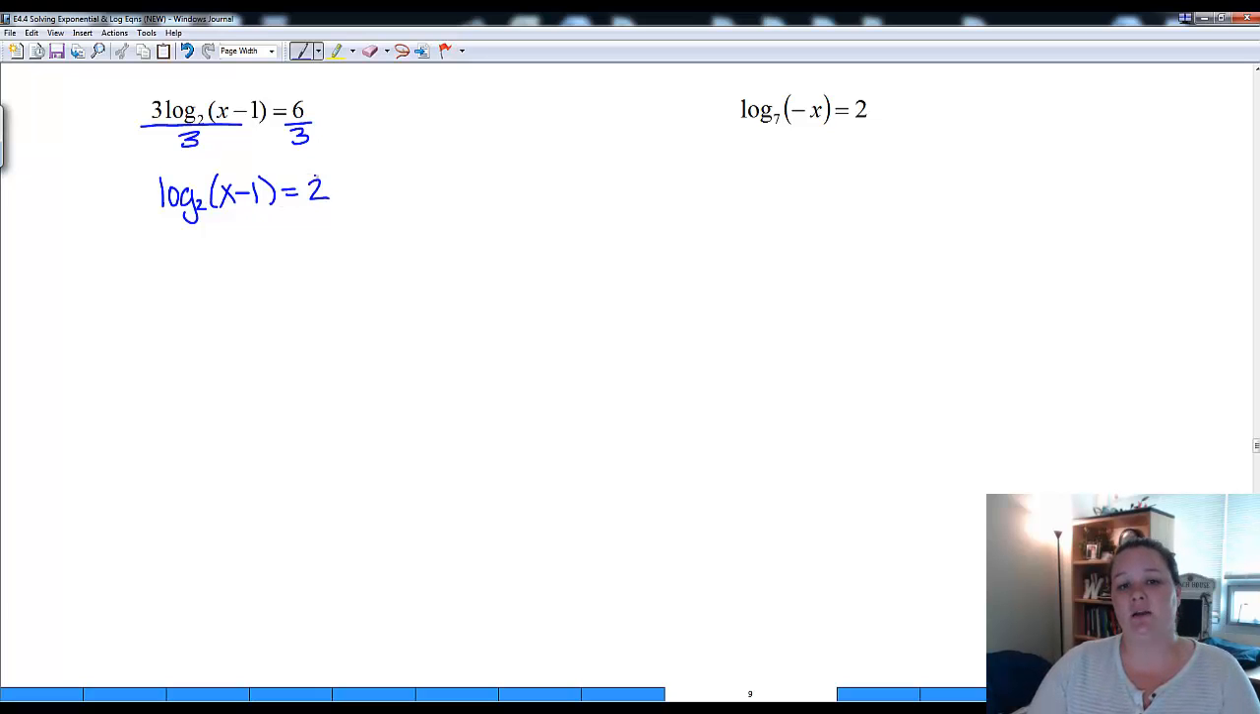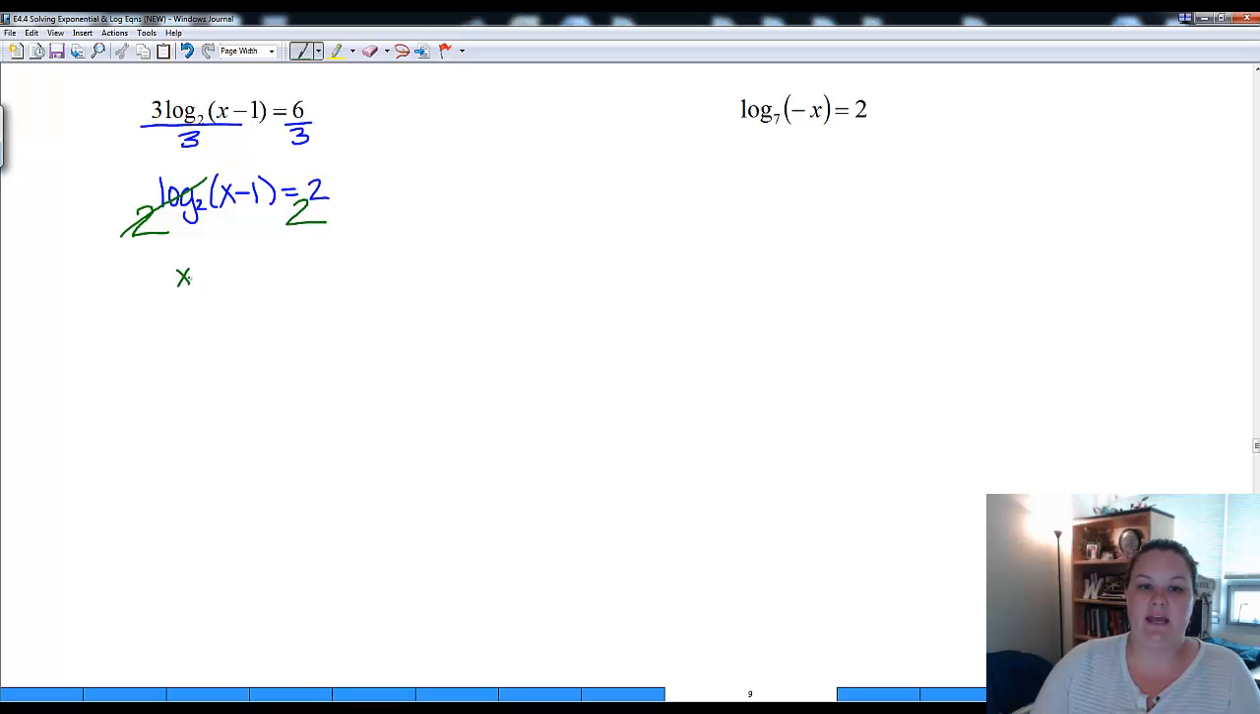Because I don't have a log base 2 on this side. If I had a log base 2 on this side, I could just drop them like we did in the last video. But since I don't have a log base 2 on both sides, I can't drop them. What I am going to do is get rid of log base 2 by using the exponential base 2. So I'm just going to write a big exponential base 2 here and move my whole equation up into the exponent. The reason I'm doing that is because exponential base 2 and log base 2 will cancel.